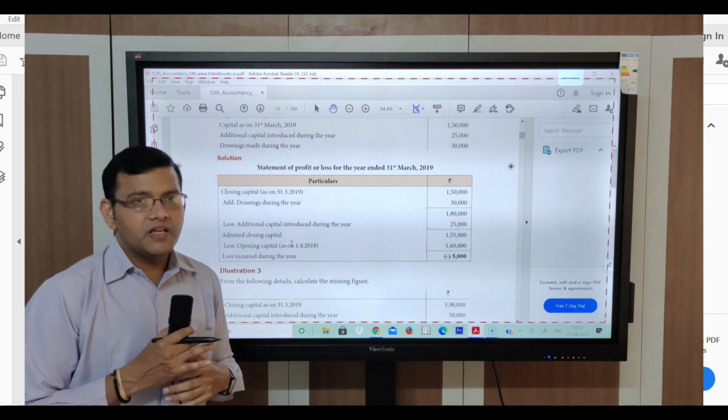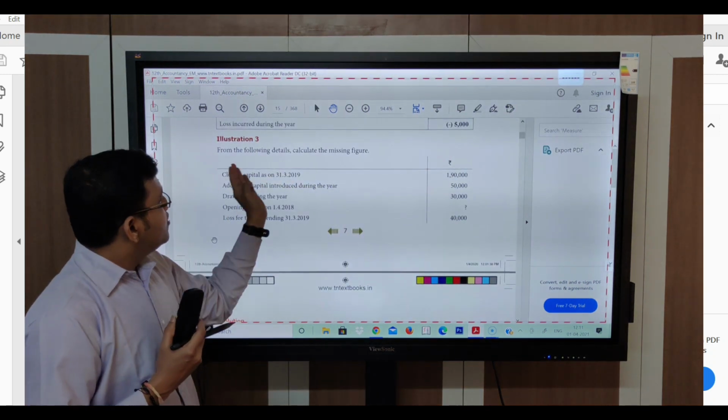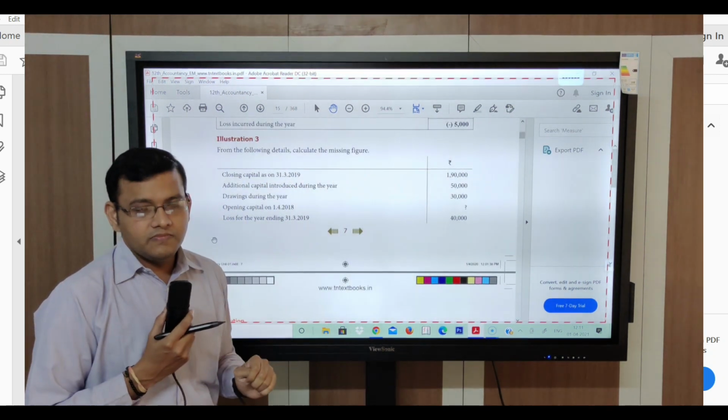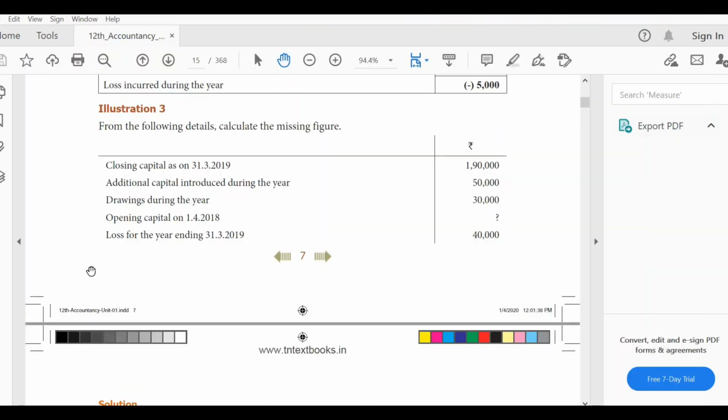So this is the difference between the previous illustration and this illustration. The next illustration is you have to find the missing figures. So if you see the question, closing capital is mentioned 1.9 lakhs, additional capital is 50,000, drawings during the year is 30,000, but the opening capital is missing. There is a question mark here, and the loss for the year is 40,000.